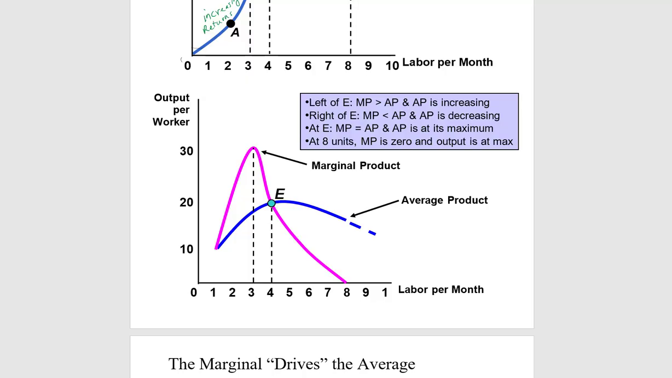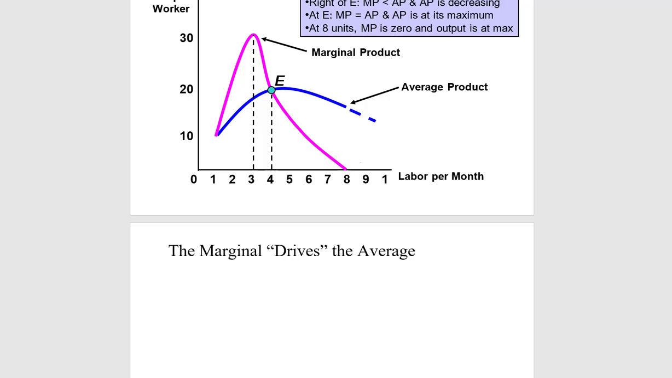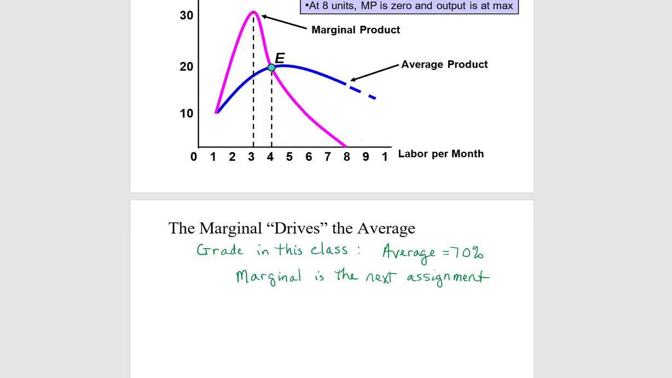This might seem a little complicated, and that might be one of those things where you feel like you just have to memorize it. So let me give you an example that you can apply to your own life, something that will be easy for you to pick up on. I like to say that the marginal drives the average. We'll use the example of your grade in this class. Suppose that right now your average in this class is a 70%. We're thinking about the average here, right? That blue curve. The marginal would be the next assignment, right? How much will my grade change when I do one more assignment?